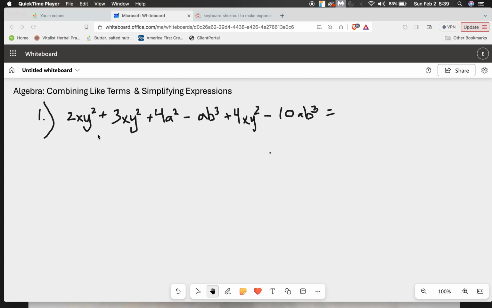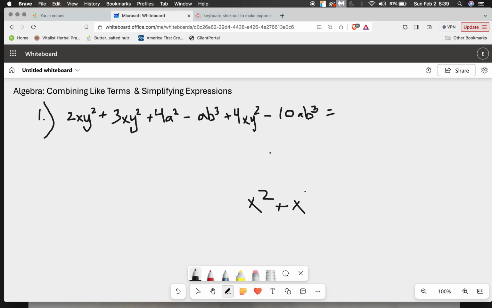Okay, now the other half of combining like terms is what's known as simplifying expressions. Unfortunately, in algebra, you're not always going to have a like term situation where you only have two like terms and nothing else to deal with. And it's not very realistic to just have x squared plus x squared and expect it to stay that easy.